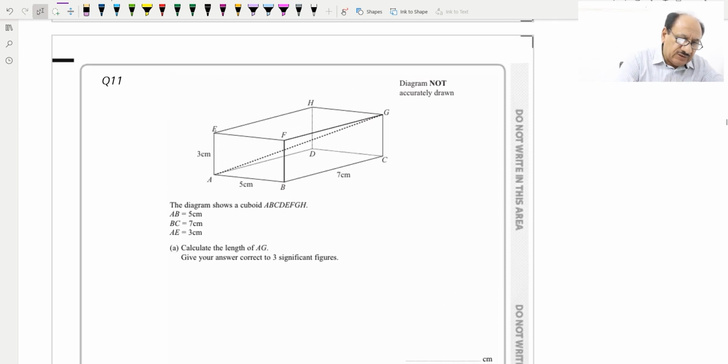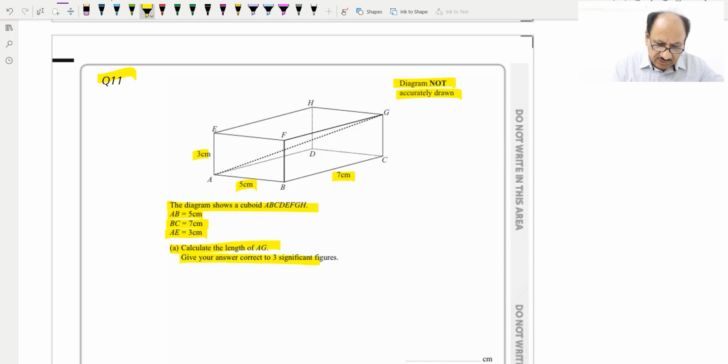Question 11 says diagram is not to scale. Diagram shows a cuboid A, B, C, D, E, F, G, H. AB is equal to 5, BC is equal to 7, AE is equal to 3. So this is AB, this is BC, and this is AE. Calculate the angle AG and give your answer to 3 significant figures. Calculate the length of AG. So AG length is this one, which is required.